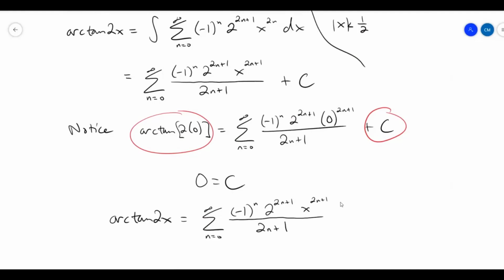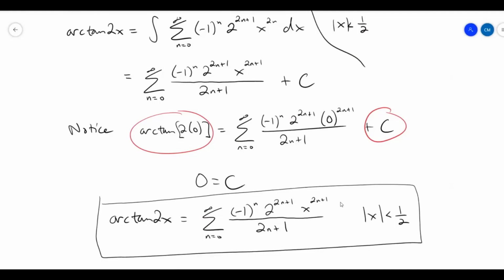Okay, and then it also turns out that the interval of convergence doesn't change either from the original function, so still it is x less than 1/2. So there we go. This is our answer: the power series representation of arctan 2x and the interval for which it converges, or at least the radius of convergence anyway.